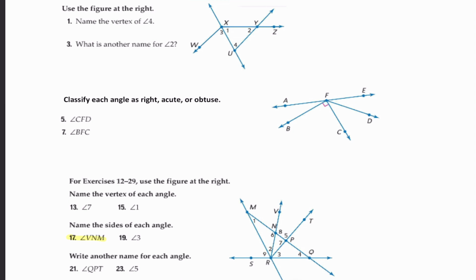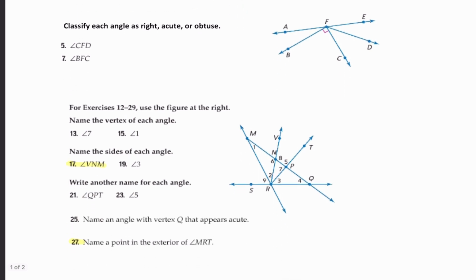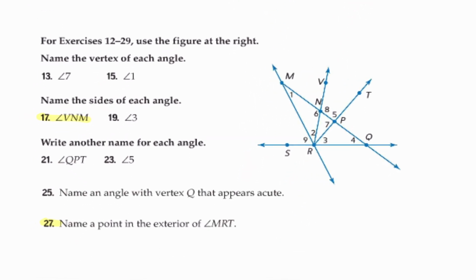Hey, I want to go ahead and discuss the 1-4 assignment with you all today. So let's jump right into number 17. Name the sides of each angle. Angle VNM is right here. So V to N to M.